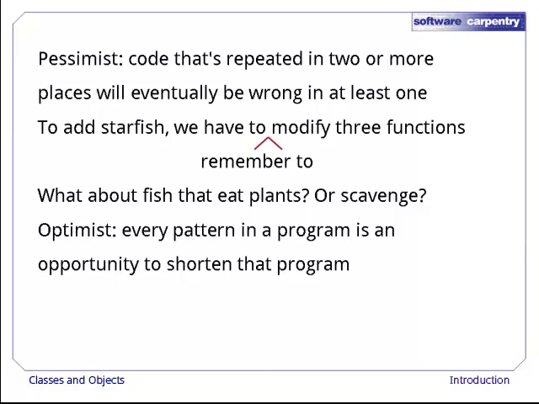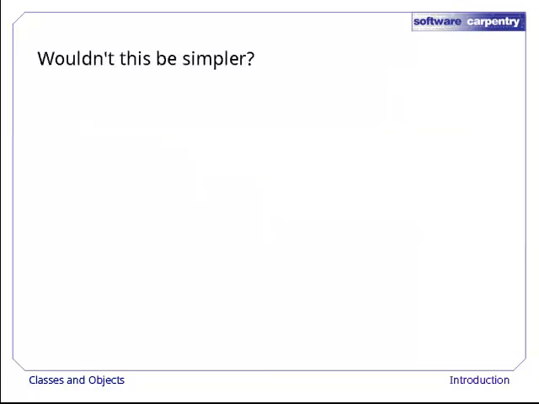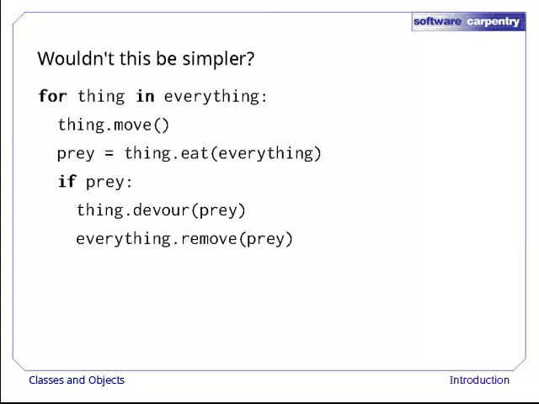Object-oriented programming was invented to handle exactly this situation. It lets us connect data and functions together so that we can write code like this, where each thing in our simulation knows how to move itself, how to eat, that it's supposed to tell us what it ate if it ate something, and so on.